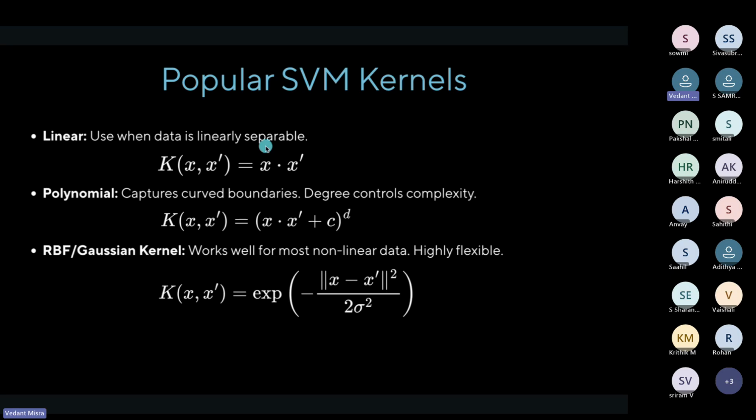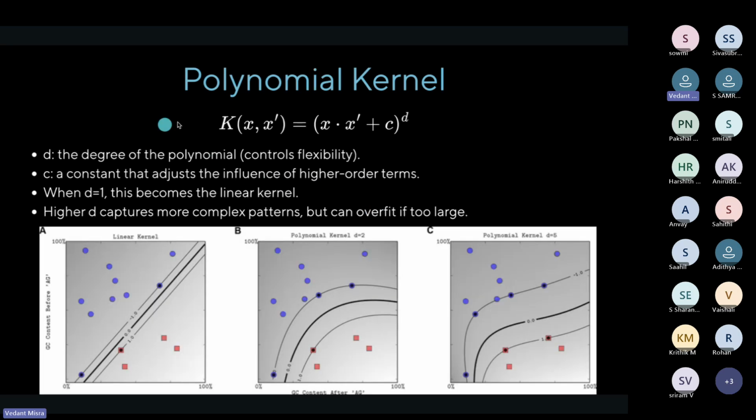So there are different kernels that do different things to the data. The most popular ones are polynomial and RBF. Linear is obviously just a normal case. Polynomial is used for capturing curved boundaries, and there are two parameters in this, C and D. D is the degree of the polynomial. C is a constant that adjusts the influence of the higher order terms. When D equals 1, obviously this becomes a linear kernel. Higher D will capture more complex patterns, but it can overfit.